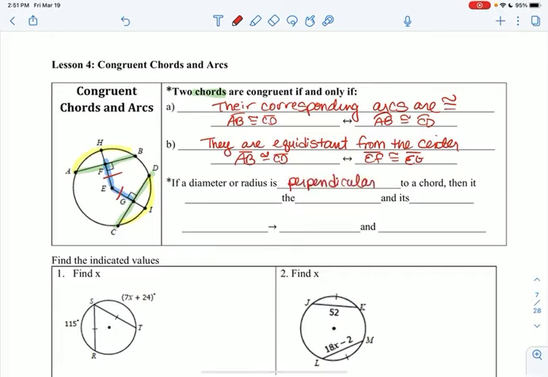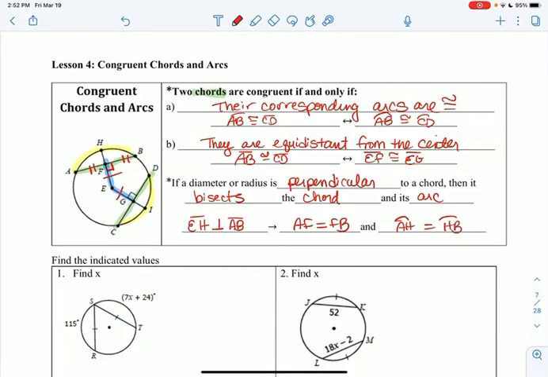If the diameter or radius is perpendicular, so here's another fact. If the diameter or radius is perpendicular to a chord, then it bisects the chord, and it also bisects its arc. So basically, if I'm telling you that EH is perpendicular to AB, see how that's drawn right here already, the perpendicular symbol's on there, then that means that AF is equal to FB. So I cut the chord in half. And I also cut the arc in half. So arc AH is equal to arc HB. So if a radius or diameter is perpendicular to a chord, it bisects the chord, it cuts the chord in half, and it also bisects the arc, cuts the arc in half.